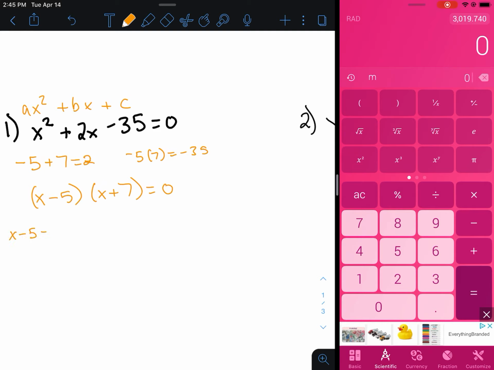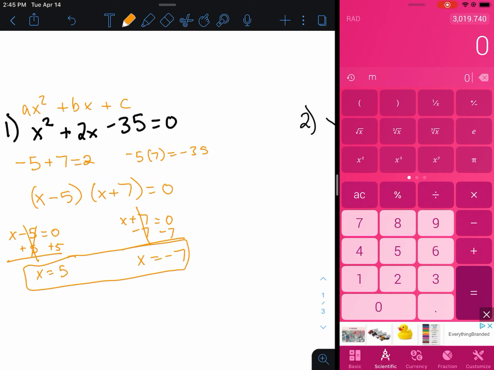Now remember, when we do solve, we have to do the opposite operation, so adding 5 to both sides, and we end up getting x equals 5. And then over here, we're going to subtract 7 from both sides, and we get x equals negative 7. So these are our two solutions for this. We can always plug them back into our original and see if they end up working.